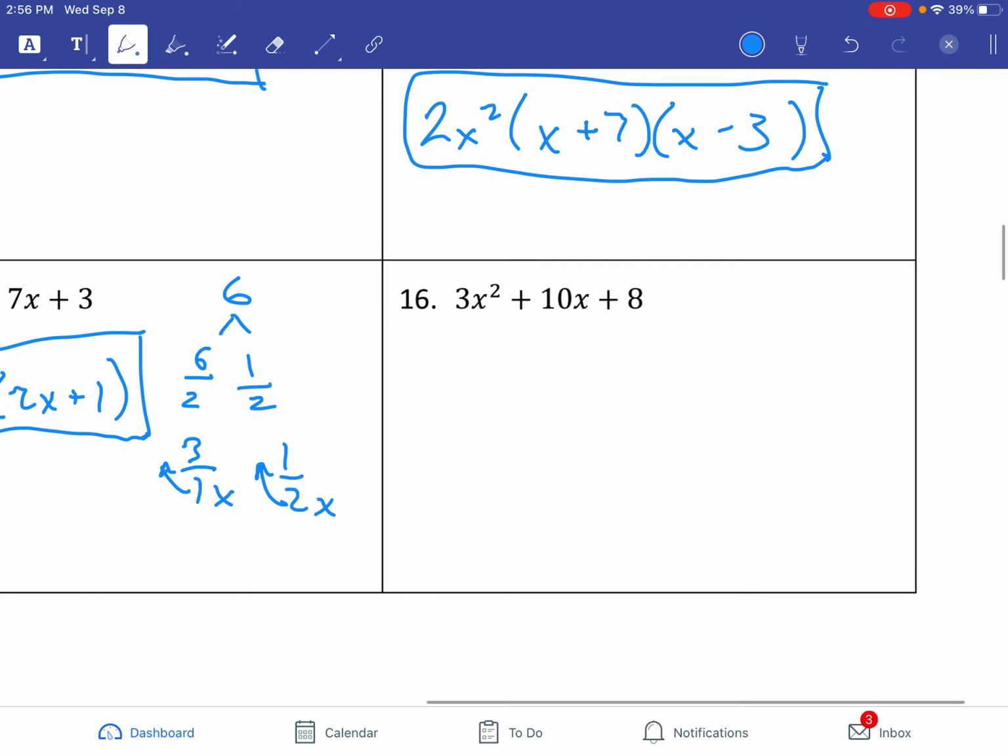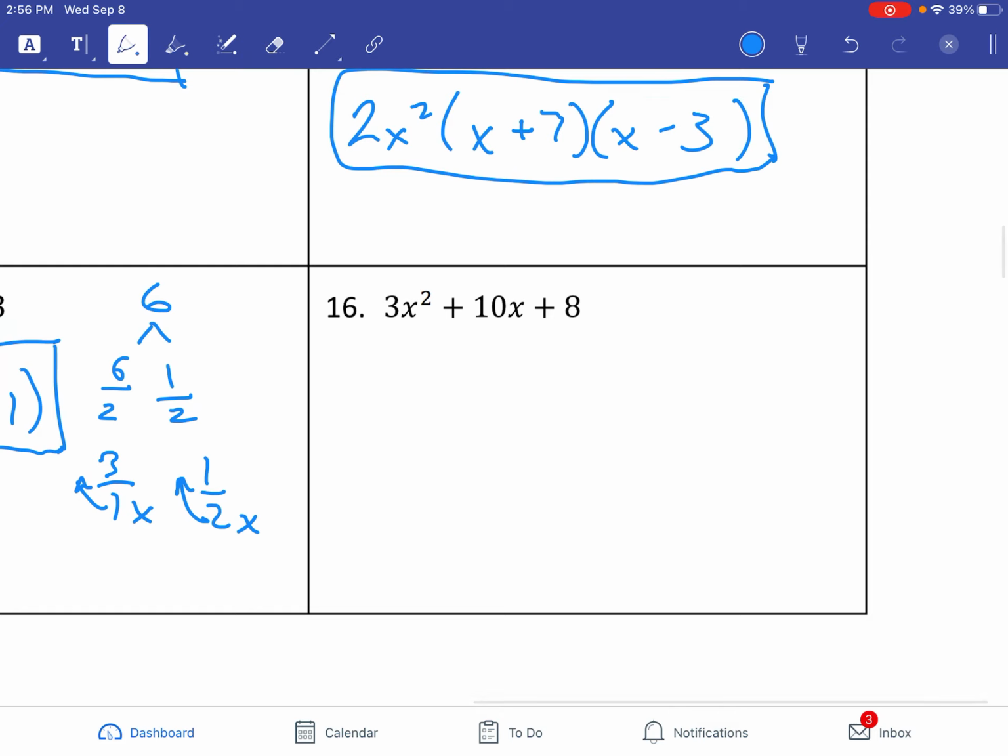Number 16. Again, looking for greatest common factors. 3, 10, and 8 don't share a common term, and there's not enough x's in all the terms to take out. So again, I'm going to do advanced factoring. 3 times 8 is 24. The factors of 24 that add up to be 10 would be 6 times 4.